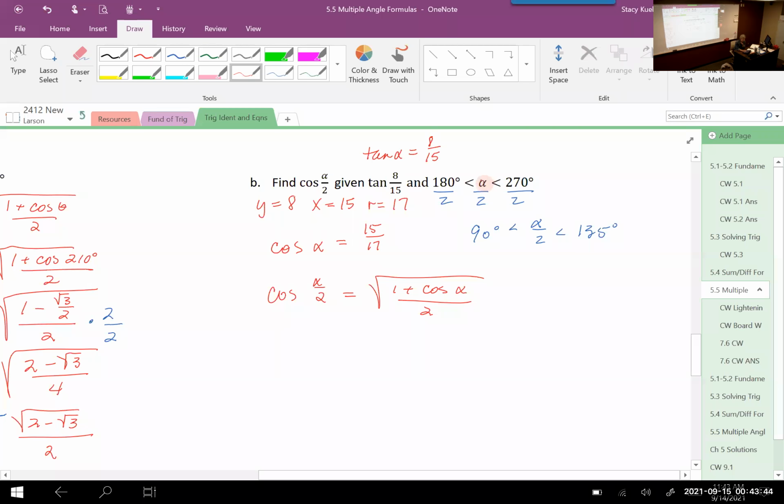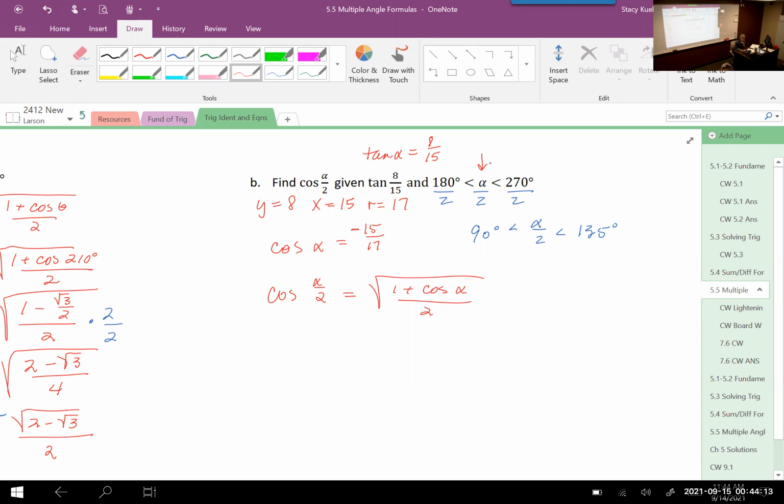My angle of alpha, right? The cosine of alpha, alpha is in the third quadrant. So cosine has to be negative in that case, right? The angle alpha is in the third quadrant, so the cosine of alpha has to be negative.